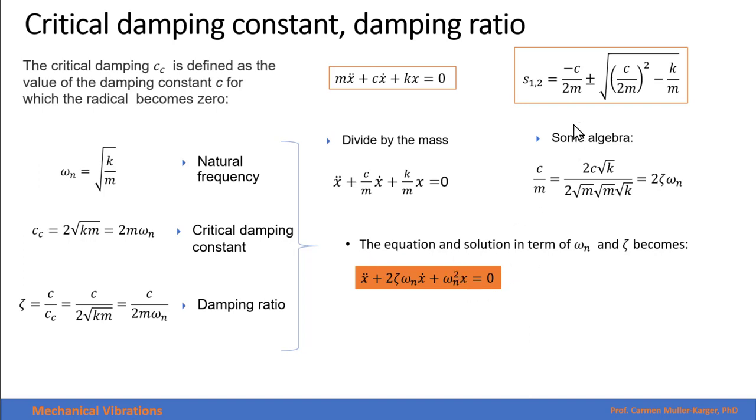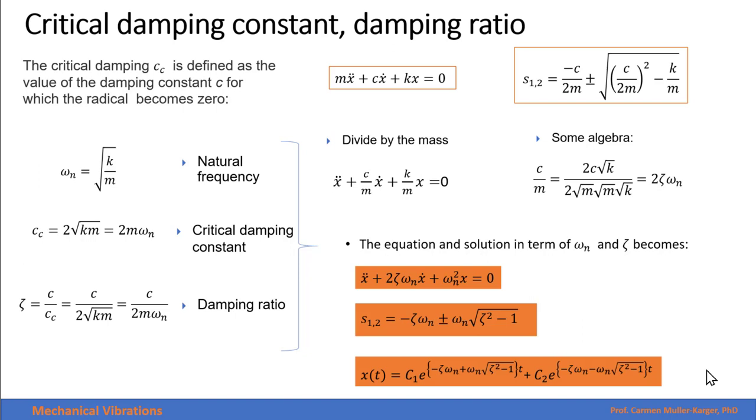And if I do the same for the two solutions and I substitute my parameters into this solution, I will get that the two solutions can be written as negative zeta omega n plus or minus omega n square root of zeta squared minus 1. And then the solutions that I had before can be written as C1 e to the S1, which is this one right here, with a plus, and plus C2 e to the S2. So this also represents the solution to my differential equation.